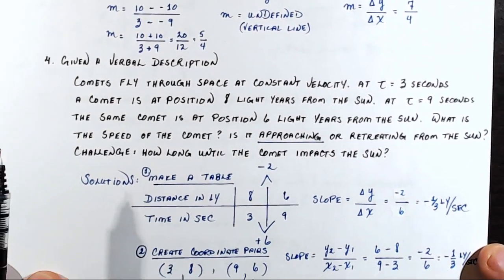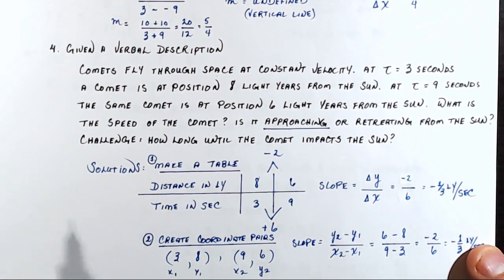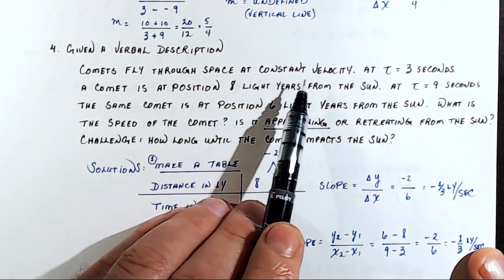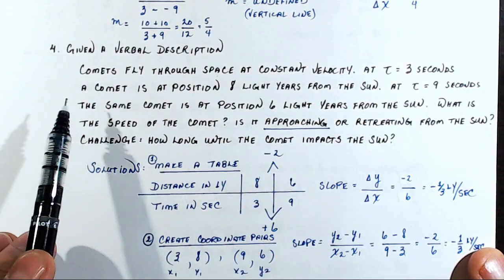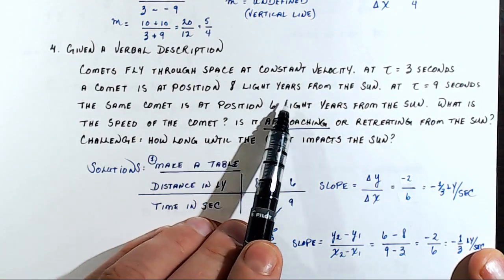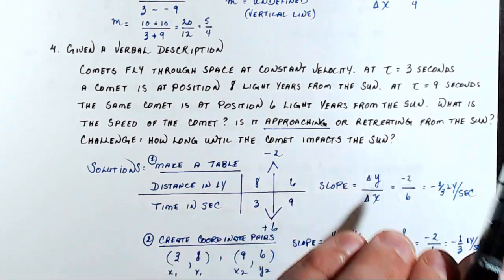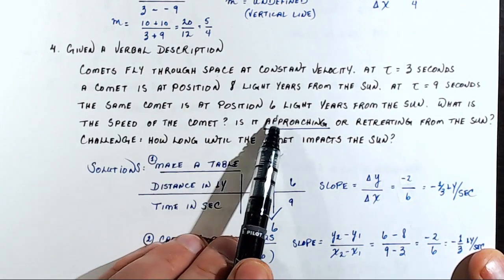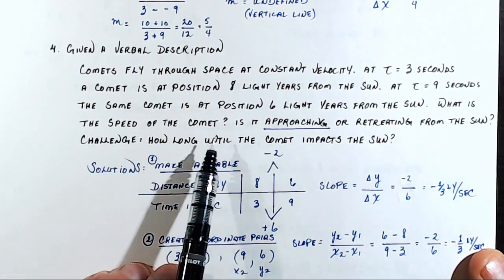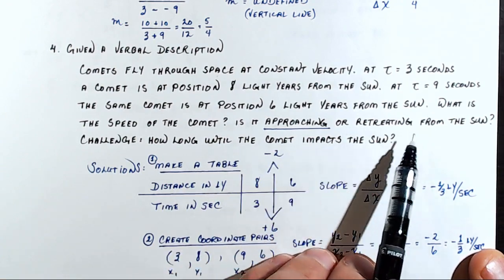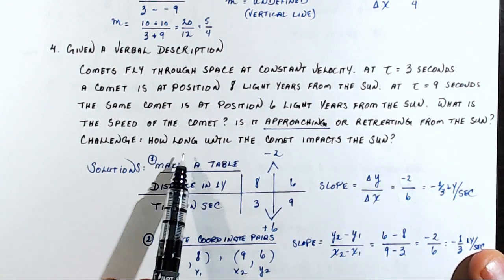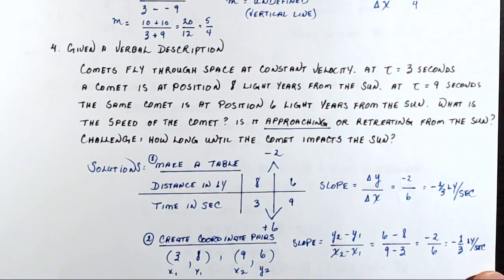In the final warm-up problem, we're given a verbal description. Comets fly through space at a constant velocity. At t equals 3 seconds, a comet is at position 8 light years from the sun. At t equals 9 seconds, the same comet is at position 6 light years from the sun. What is the speed of the comet? Is it approaching or retreating from the sun? Challenge: how long until the comet impacts the sun?